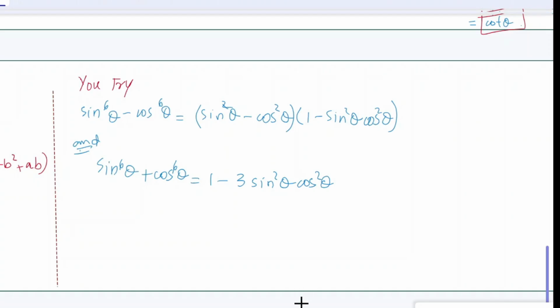And one more question, this also uses the cube formula. So when you solve it, you can easily get these sides equal.